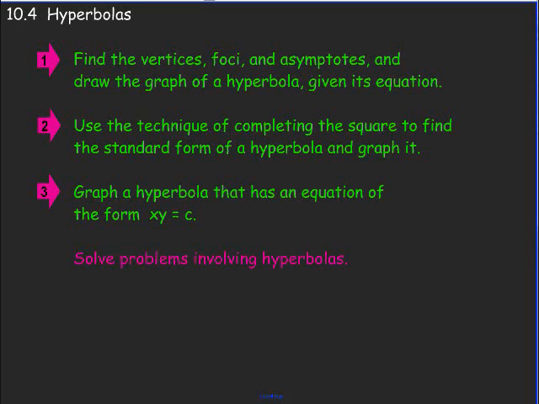Hyperbolas. We're going to build on the information we learned about the other two conics. We've still got parabolas to go, but this will be the third in our set of four. We've got vertices, more than one, foci, more than one, and here's something new, asymptotes. We'll be using the technique of completing the square.